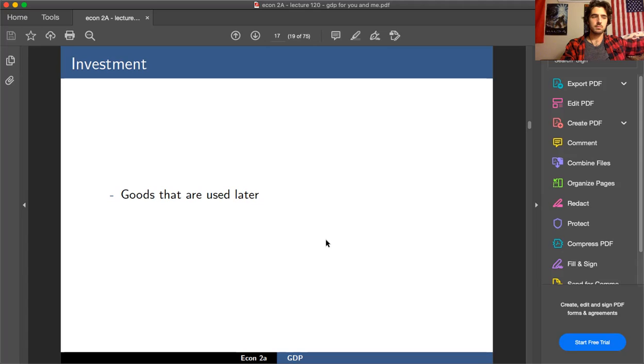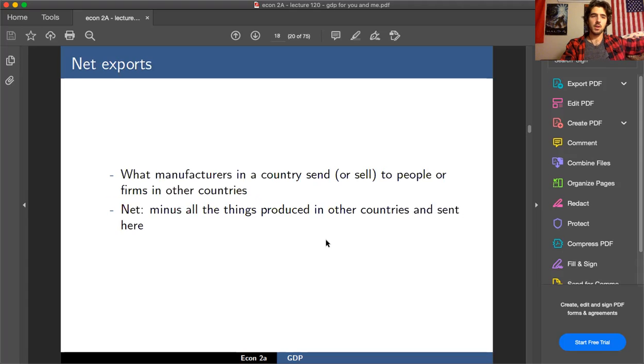Storage sheds are another one. But really, factory. Go to the factory. Factory is the best example there because it'll be used later. And it's a good that will be used later. A good or service that will be used later.